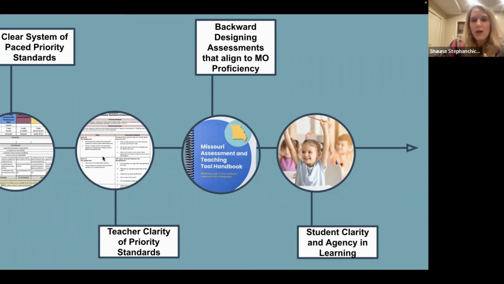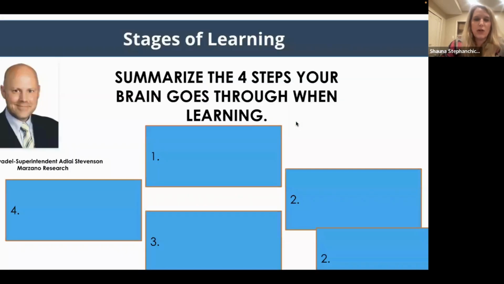Then how our company has helped you is we've got these proficiency scales, which again, you could create if you have the time and capacity, but we need to have a clear idea anchored into the Missouri standard of what those proficiencies are. Once we know, we're going to backward design our assessments, and now we're ready to help kids focus on and develop agency in their own learning.